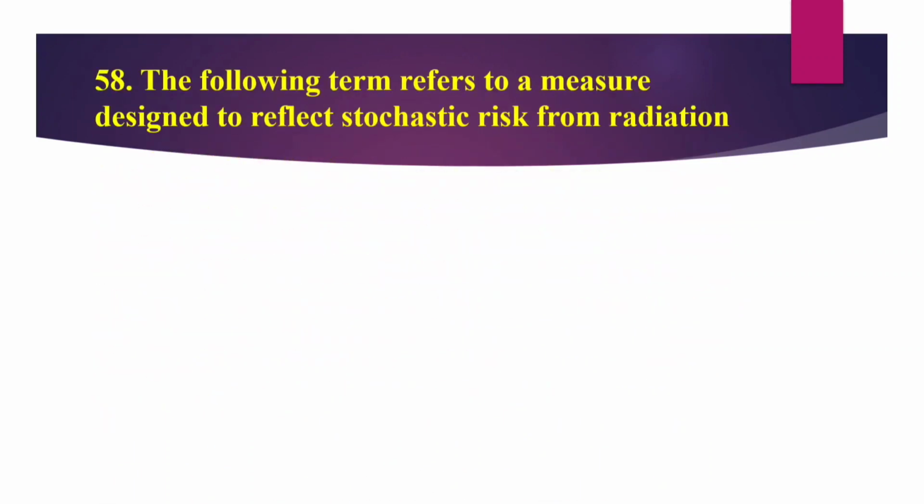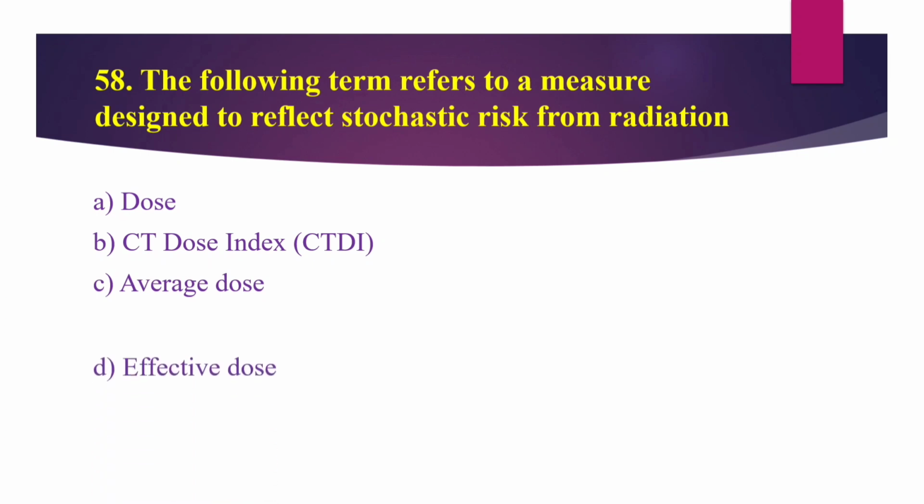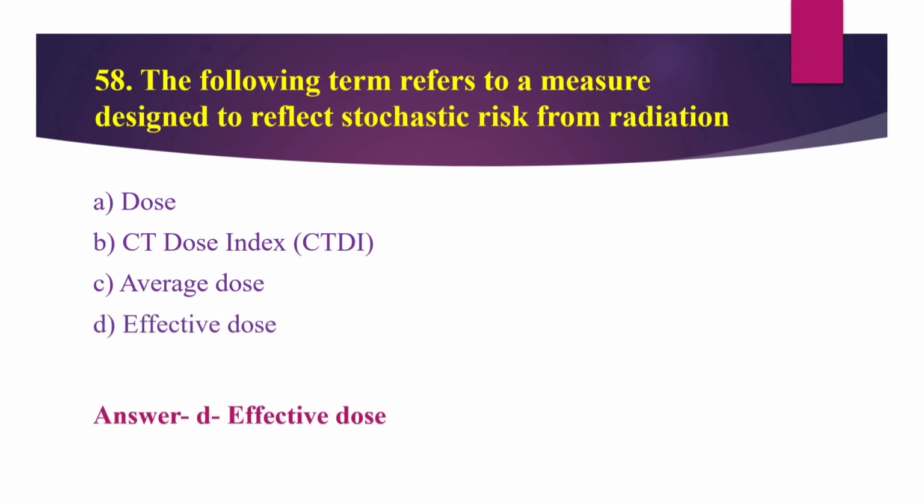Moving on to the next question, question number 58. The following term refers to a measure designed to reflect the stochastic risk from radiation. Option A, dose. Option B, CT dose index. Option C, average dose. And option D, effective dose. So the answer is option D, effective dose.